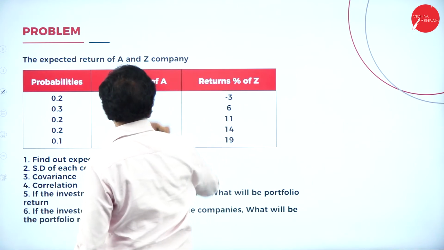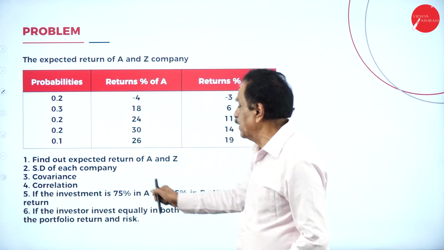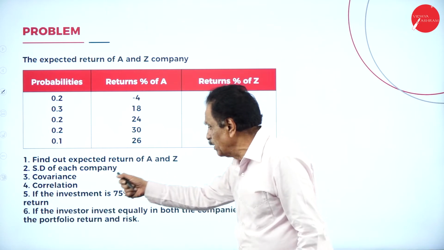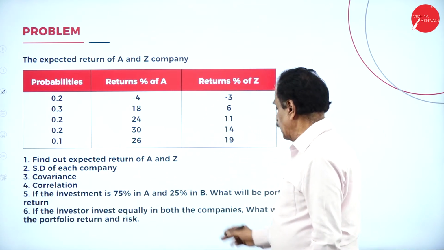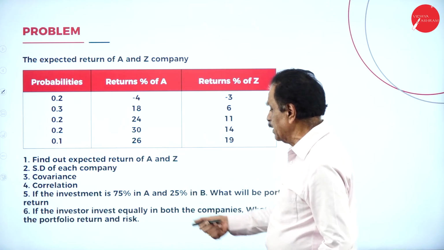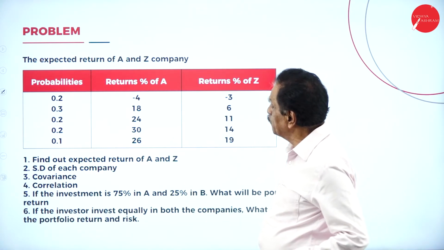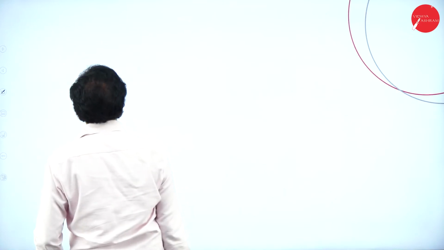Find out the expected return of A and Z companies, covariance, correlation. If the investor invests 75% in A and 25% in Z, what will be the portfolio return? Same thing as we did last time. So here, we'll go one by one.